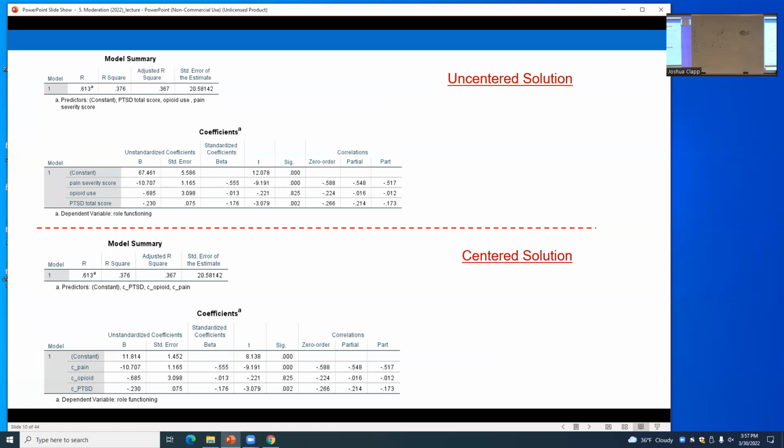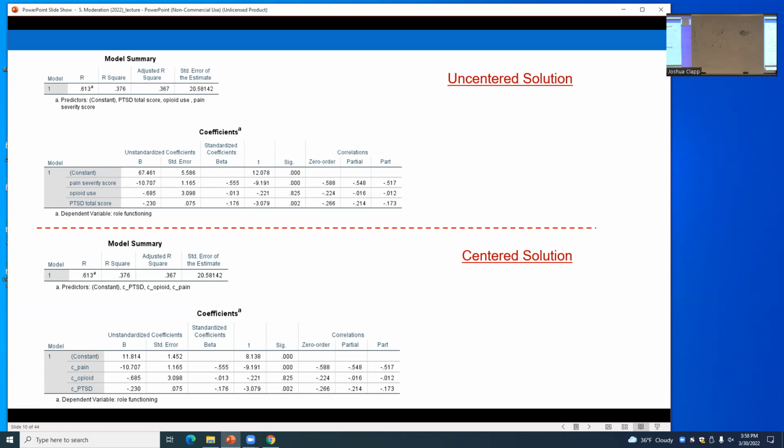Any differences? One difference. What is it? Just the constant is different. Yeah, the constant is different. Your intercept is different. Because again, in this uncentered model, this represents the expected value of role functioning where everything is held constant at 0, which literally means no PTSD, no pain, for people who aren't using opiates. Right?